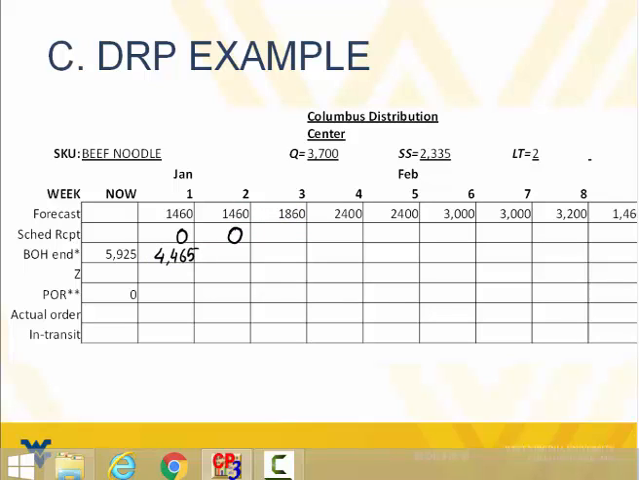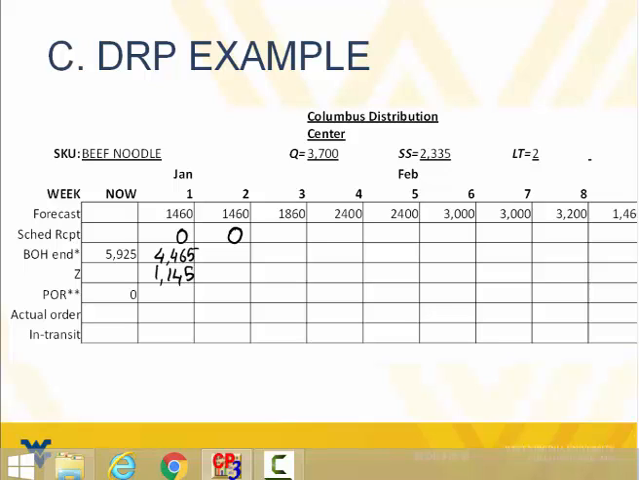So that value works out to be 1,145. Now we know that we place an order when Z is less than or equal to our safety stock. Okay? So since Z is less than or equal to our safety stock, then we place a planned order release.